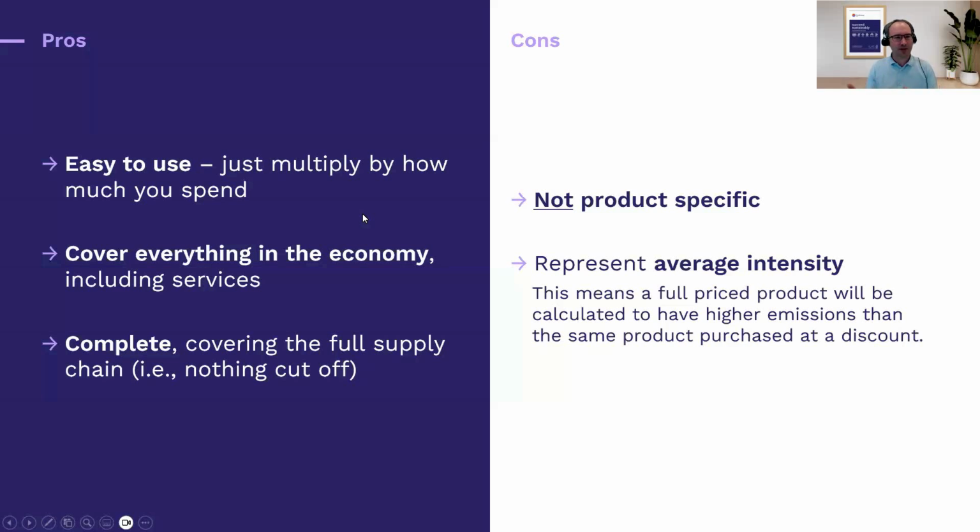That's quite an advantage over other types of emission factors where you might take a more detailed approach, and you then typically have some kind of system boundary or cutoffs where you can't account for everything. So these types of emission factors have the advantage of completeness.